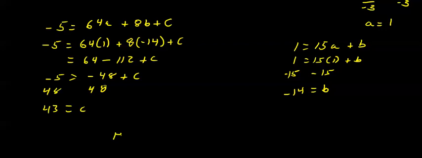So our final answer, y equals ax squared, a is 1, plus bx, b is negative 14, minus 14x, plus c is 43. And that's it, guys. We're done. That's all there is to it. It takes a little bit of time, which is why we won't have many of these to do. All right, have a great day, and it's the end of the unit.